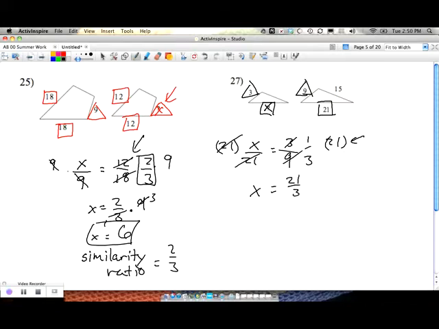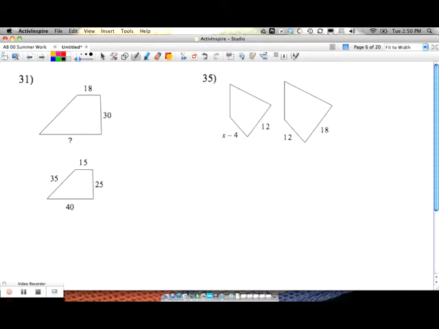Well, 21 and 3 actually simplify. That's going to become 7 over 1, or just 7. So the question mark is 7. And the similarity ratio is 1/3, because it's 1 to the other. Alright, let's look at the next one. We're just moving along nice and easy here.